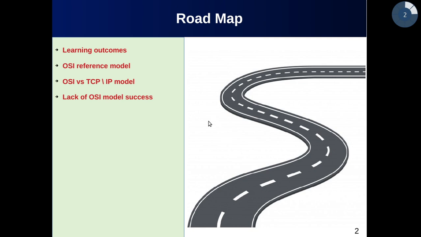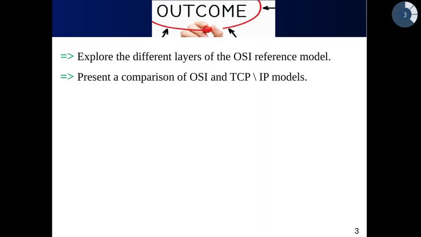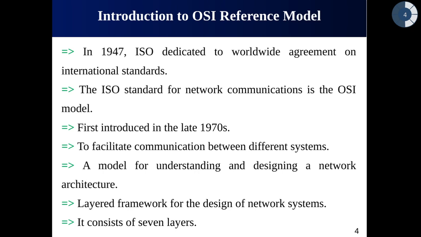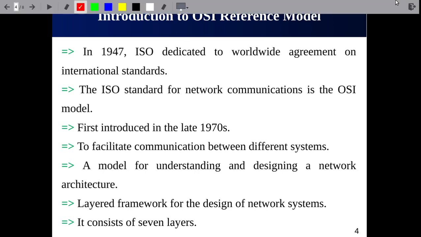The roadmap for this lecture: first we will see the outcomes, then the OSI reference model and its layers, then we will compare the two models, and finally we will see the lack of success of the OSI model. The outcomes are mentioned here. You will see the different layers of the OSI reference model, and you would be able to present a comparison of the two models and also the lack of success of the OSI model. So here is an introduction to the OSI reference model.